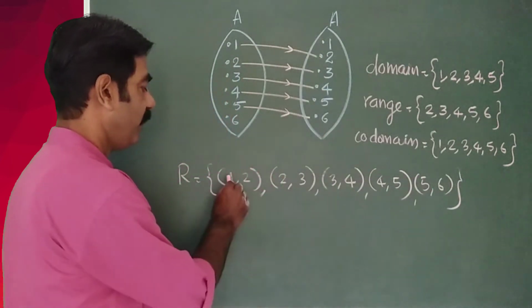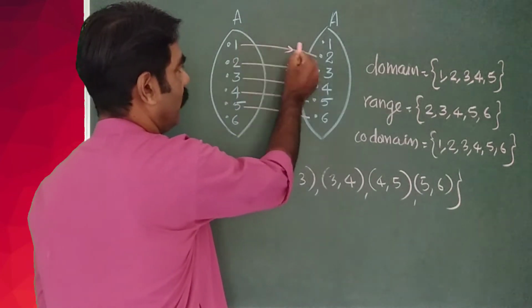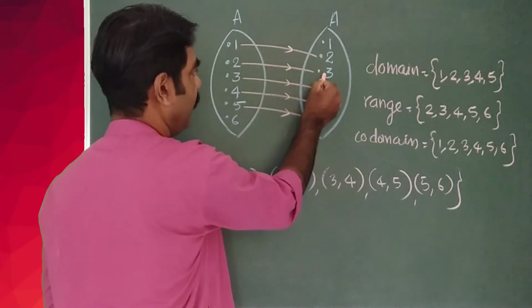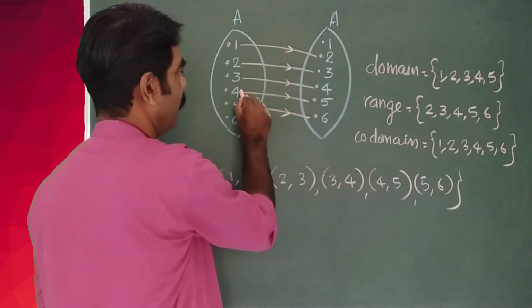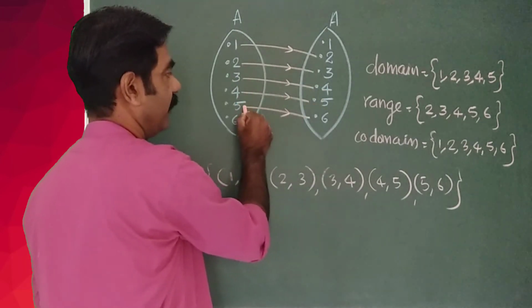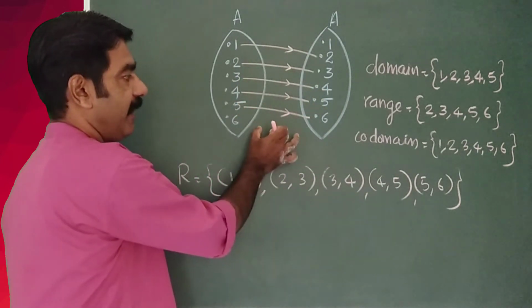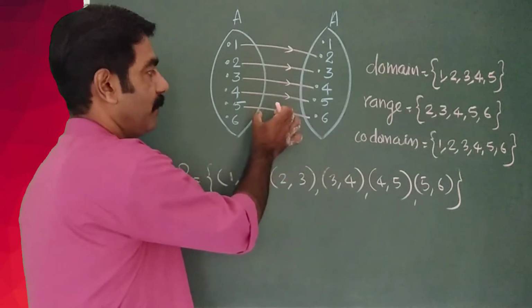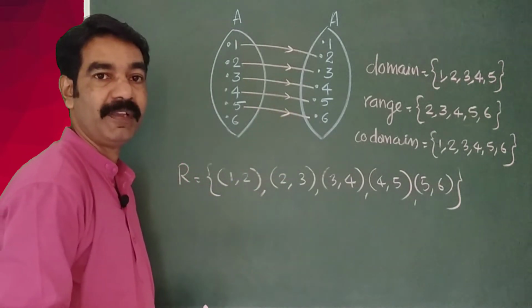And now 1 and 2. 1 is connected to what? 2. 2 is connected to what? 3. 3 is connected to what? 4. And 4 is connected to 5. And 5 is connected to what? 6. So this is the arrow diagram. This is a visual representation of the relation from A to A.